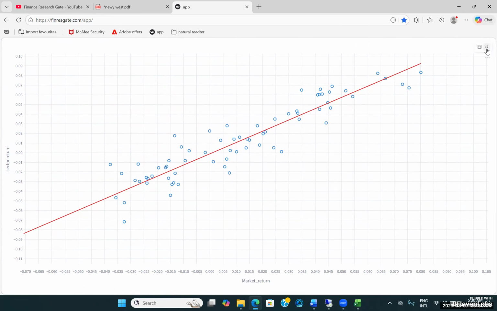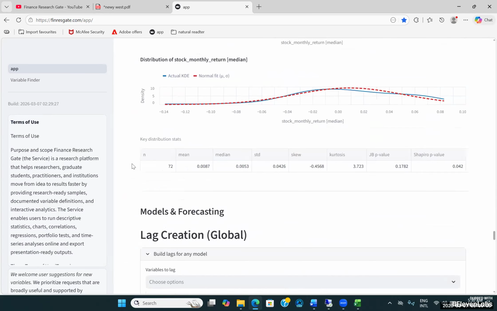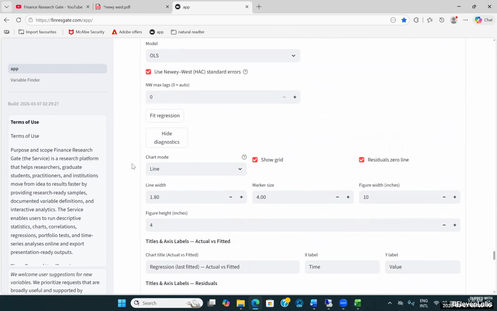To address these specific issues, particularly the non-constant errors and potential autocorrelation, we will employ the Newey-West method for robust control. That concludes our session for today.